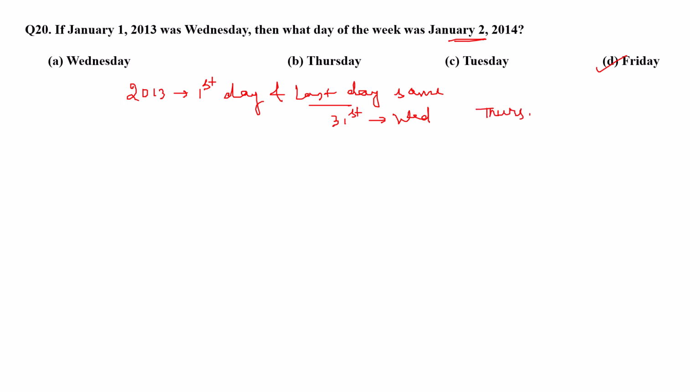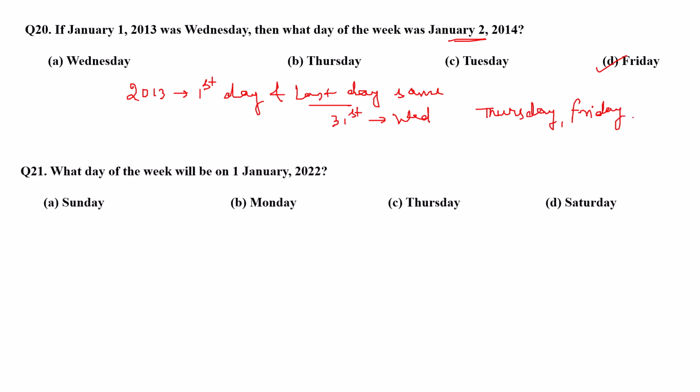Again I am repeating, for a normal year, first day and last day are the same. First day is already given as Wednesday, so the last day, 31st December, will also be Wednesday. And you have to find for January 2nd. So after 31st December comes 1st January, then 2nd January. So after Wednesday, Thursday, and then next will be Friday. That's why D is the correct option.